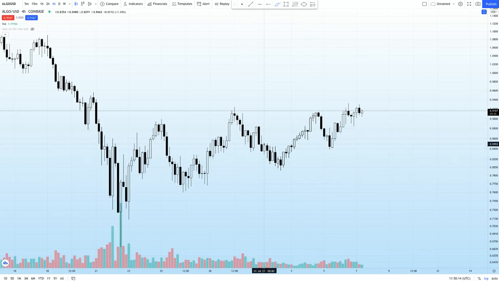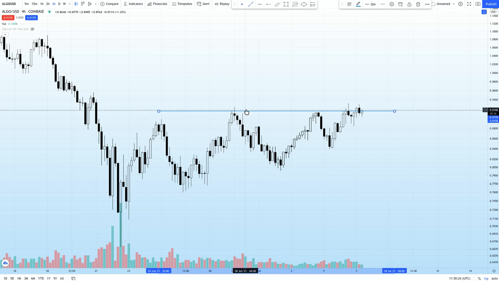So immediately in this zoomed in 4-hour, you can see that we'll draw our line from there, which will cut straight through. Okay, so we've got a little wick there, but otherwise we've near enough tested it. We're just a few cents short on that one, but we've had 1, 2, 3, and currently on a 4th retest there.